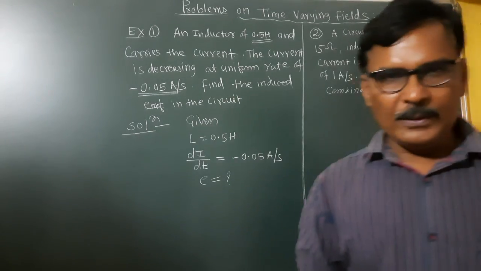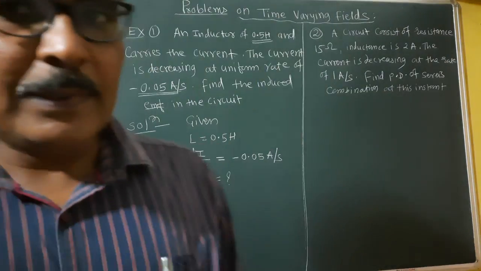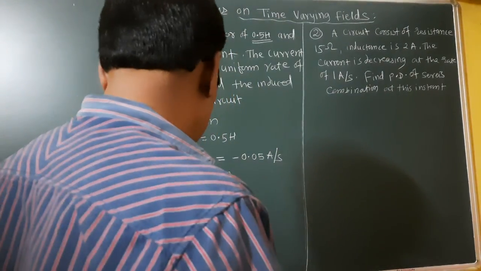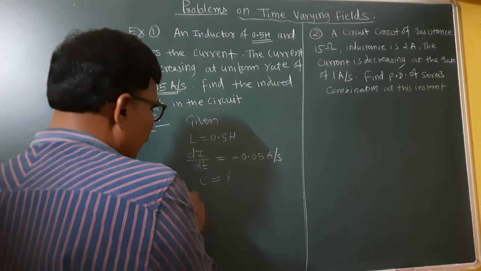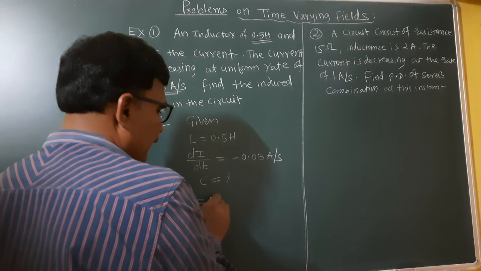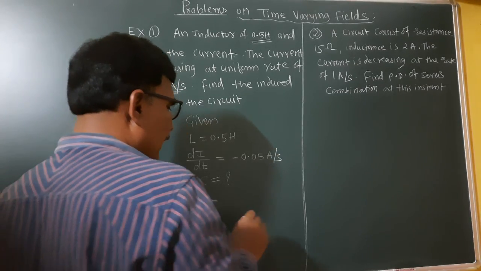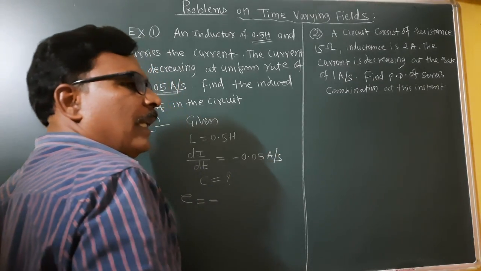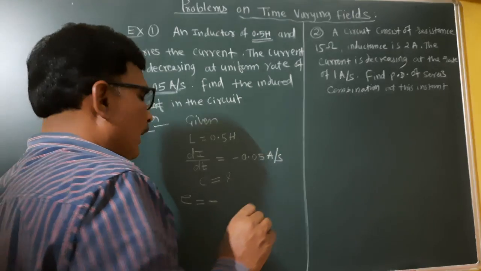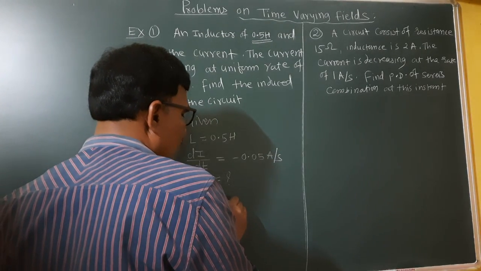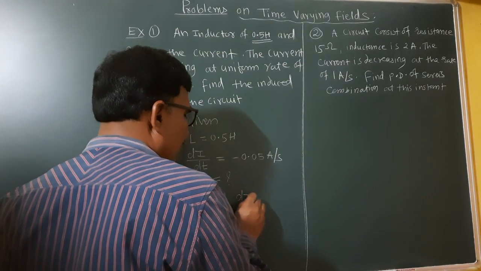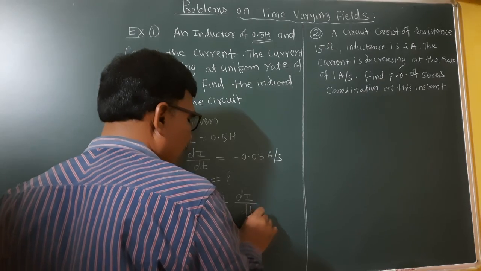What is the formula for induced EMF? The induced EMF is E equals minus d phi by dt. Phi is nothing but L into I, and L is taken out, so the formula is E equals minus L into di by dt.